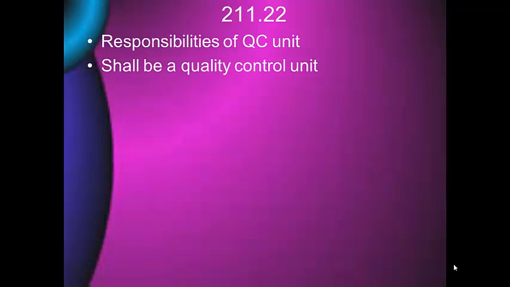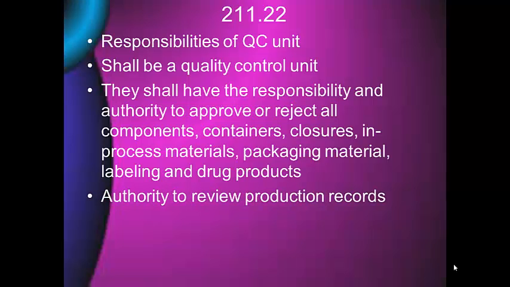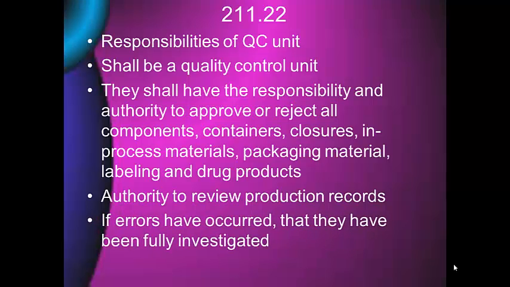I'll talk about 211.22, responsibilities of the QC unit. There shall be a QC unit. It says shall be, not should be. They shall have the responsibility and authority to approve or reject all components, containers, closures, in-process materials, packaging, labeling, anything. They have that authority. Authority to review production records, and if errors have occurred, that they have been fully investigated and resolved.